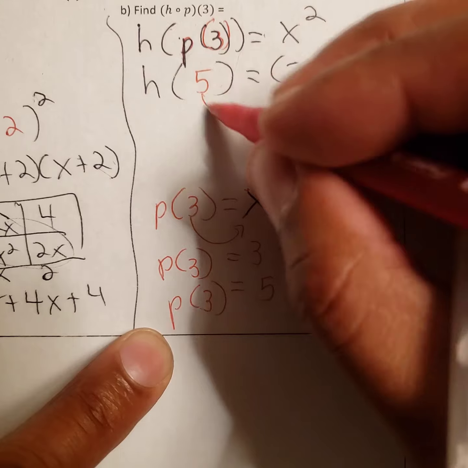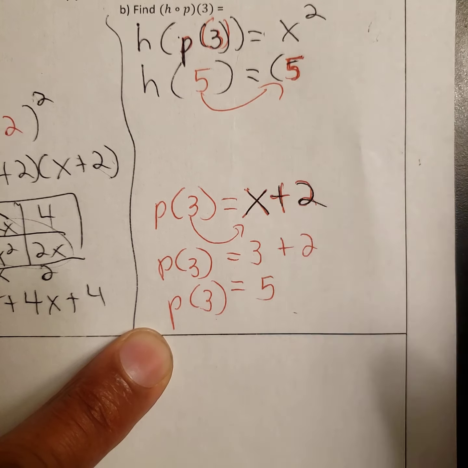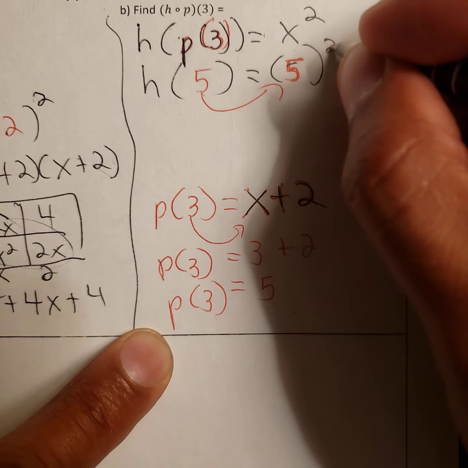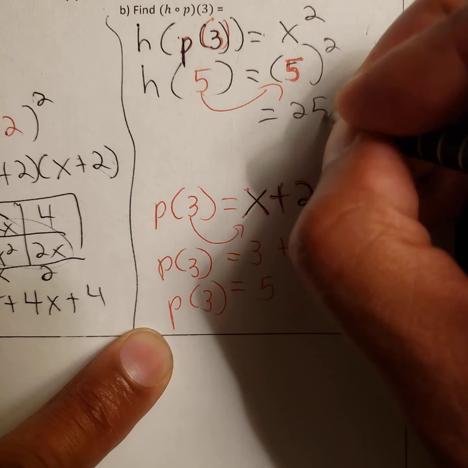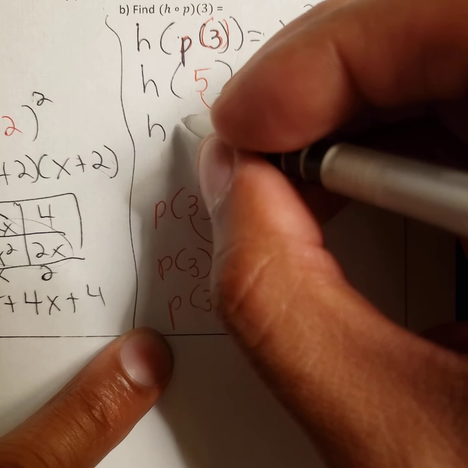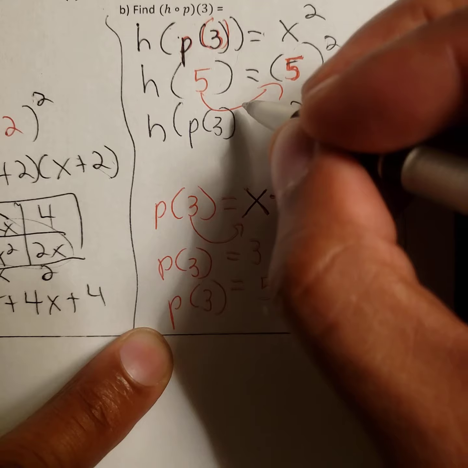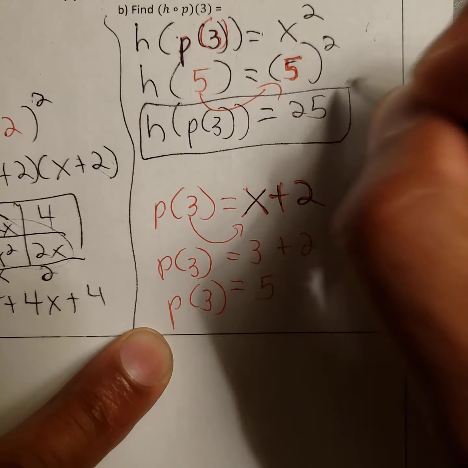And we just substitute that in for x here. It'll be 5 squared, which is just 25. So h composed of p of 3, or h of p of 3, is just equal to 25.